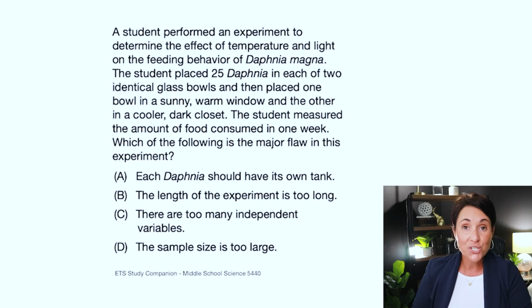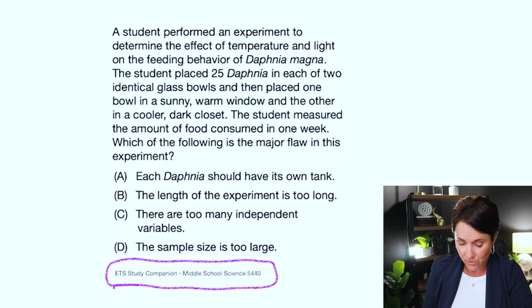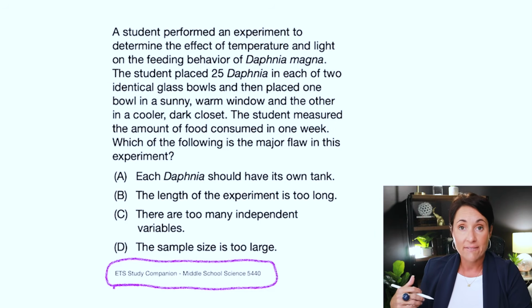All right. And I want to show you how this works on a subject area exam. Now, I saw this test question on the ETS Praxis Middle School Science test. You can see here, ETS Study Companion Middle School Science 5440. So this is going to be for teachers who are teaching integrated science in middle school, and they have to take this certification exam. Now, it's a little bit different than the professional education test, but I'm going to show you how understanding this kind of strategy will help you even when you have a complex science question like this.